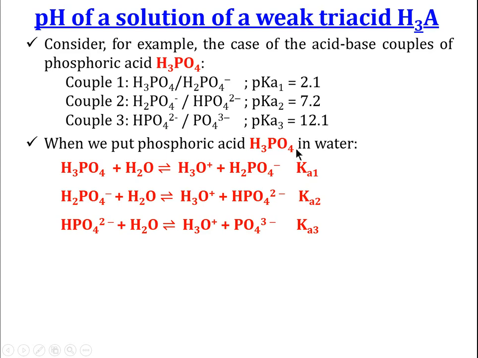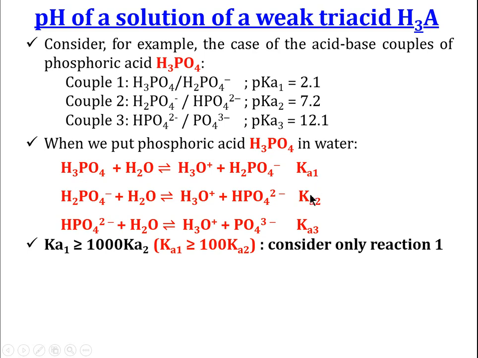To calculate the pH of the solution obtained when we put H3PO4 in water, we have to calculate H3O plus total. So we have to study the sequence of these reactions. So we compare Ka1, Ka2, and Ka3, since we have the same stoichiometry for the three reactions. Comparing Ka1 and Ka2, we find that Ka1 is greater than 100 times Ka2, so we consider only the first reaction, or the first acidity, and we neglect the second and the third.